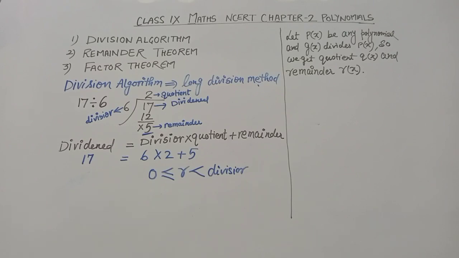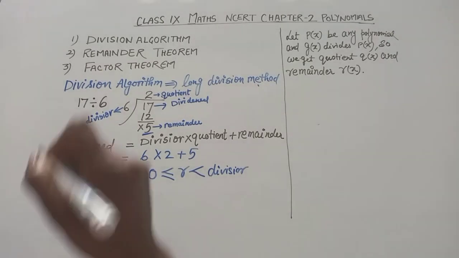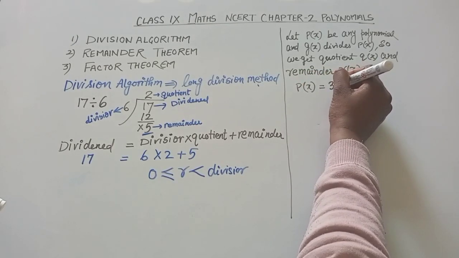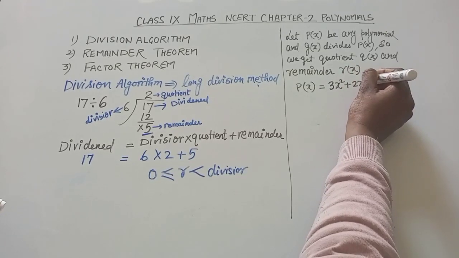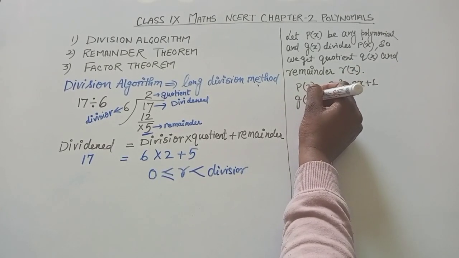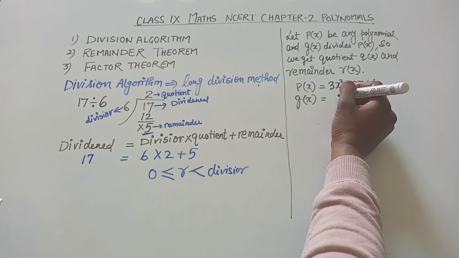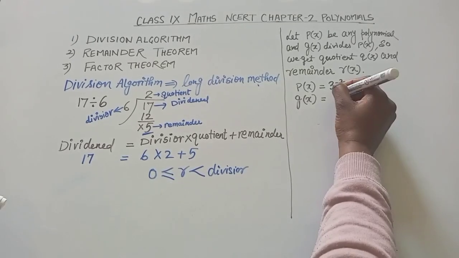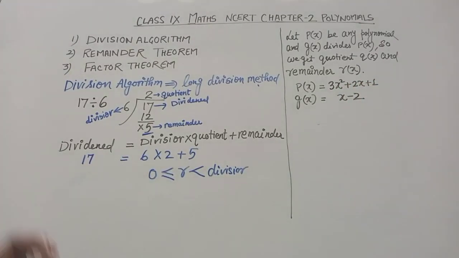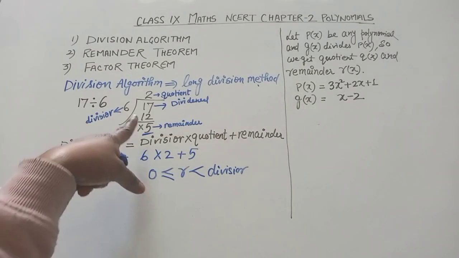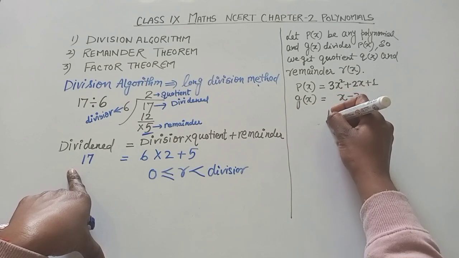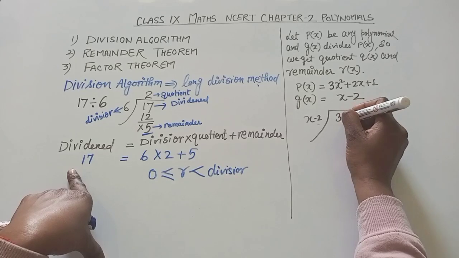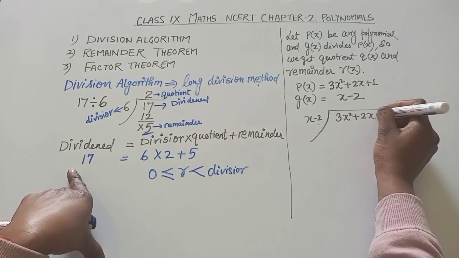ओके, सो लेट टेक अ एग्जांपल. The example is p(x) is equal to 3x square plus 2x plus 1 and g(x) is a linear polynomial, that is x minus 2. x minus 2 इसको डिवाइड करता है, सो बाय लॉन्ग डिवीजन मेथड. So g(x) is x minus 2, and this is 3x square plus 2x plus 1.